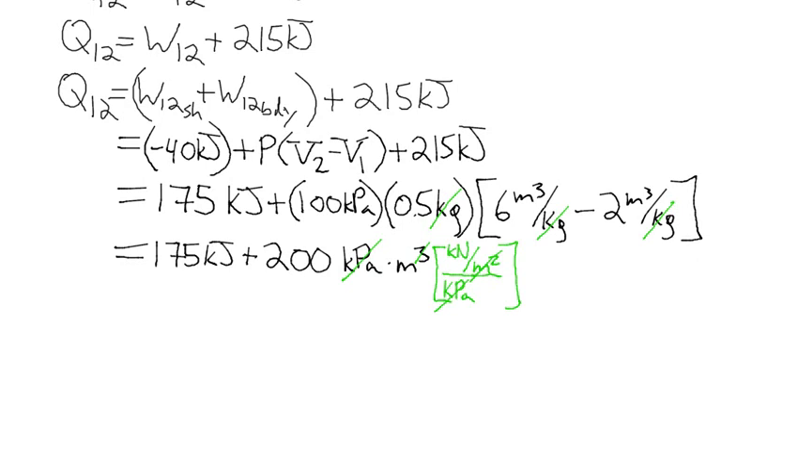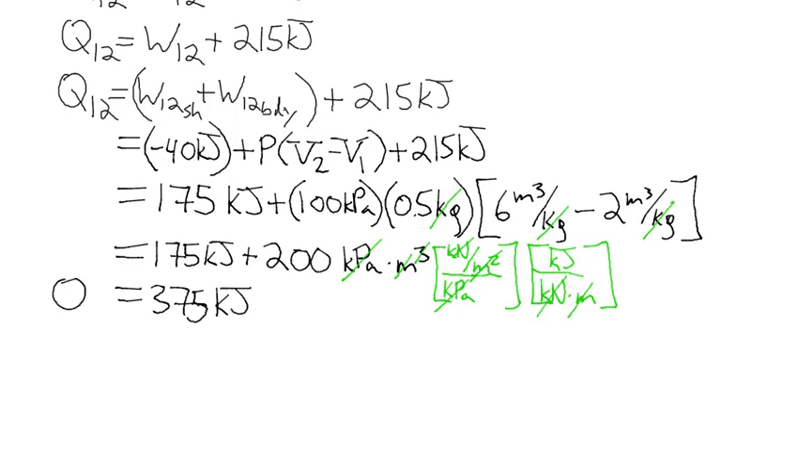Just to be even more clear, I will write that out. So we have that a kilonewton times a meter is the same as a kilojoule. And you can get some of these relationships on the back of your text. So then our kilonewton and the rest of our meters cancel out, and we're left with kilojoules. All right, so what we get is 175 kilojoules plus 200 kilojoules. So what that comes out to be is 375 kilojoules. So that's our heat transfer 1, 2.